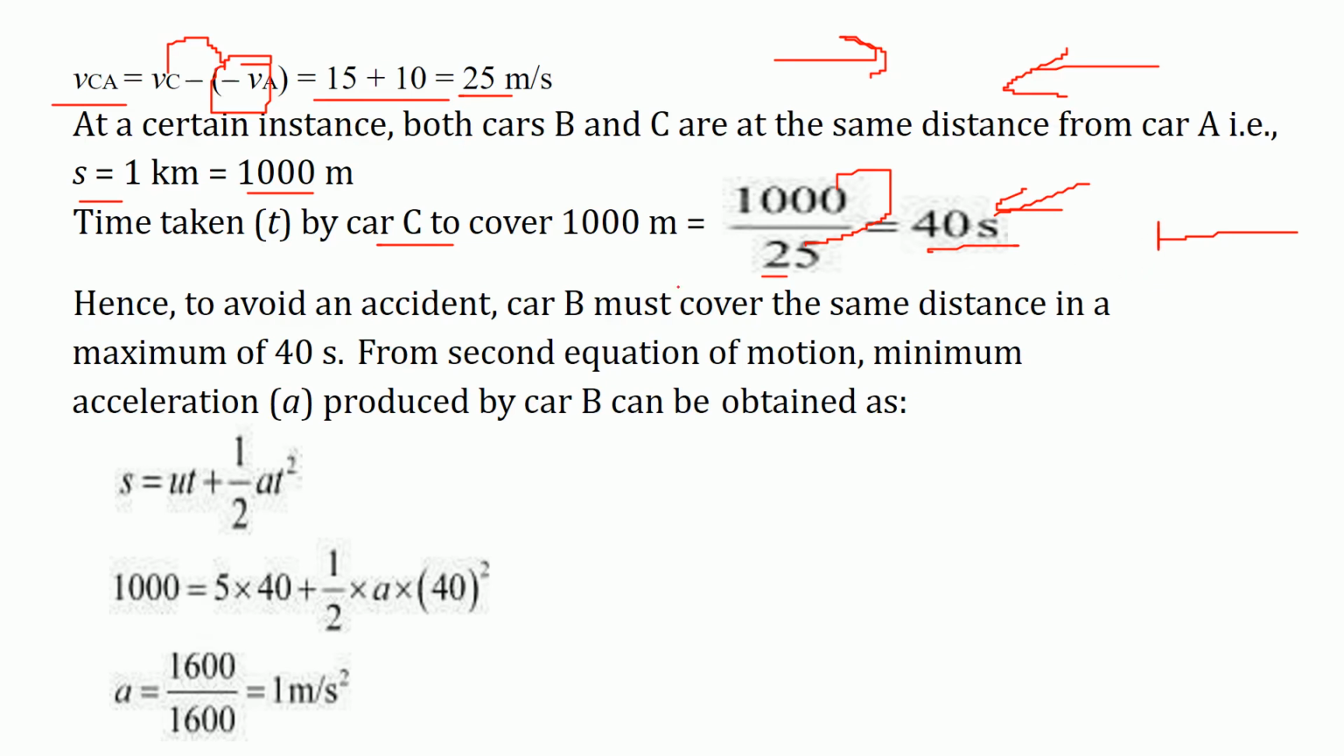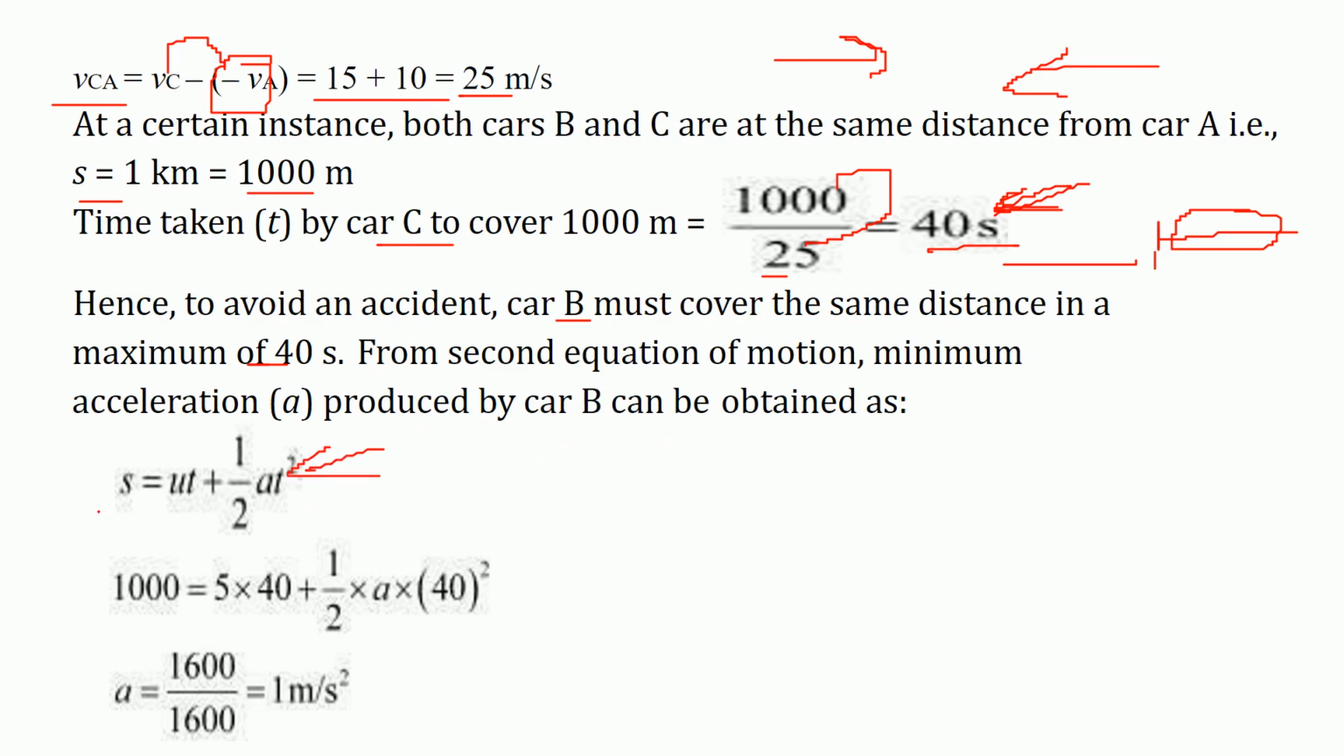But the thing is that this car wants to overtake. So in this 40 seconds, in order to avoid an accident, the car must cover the same distance in a maximum of 40 seconds. And with the second equation of motion, we can obtain the minimum acceleration: x equal to ut plus half at square.